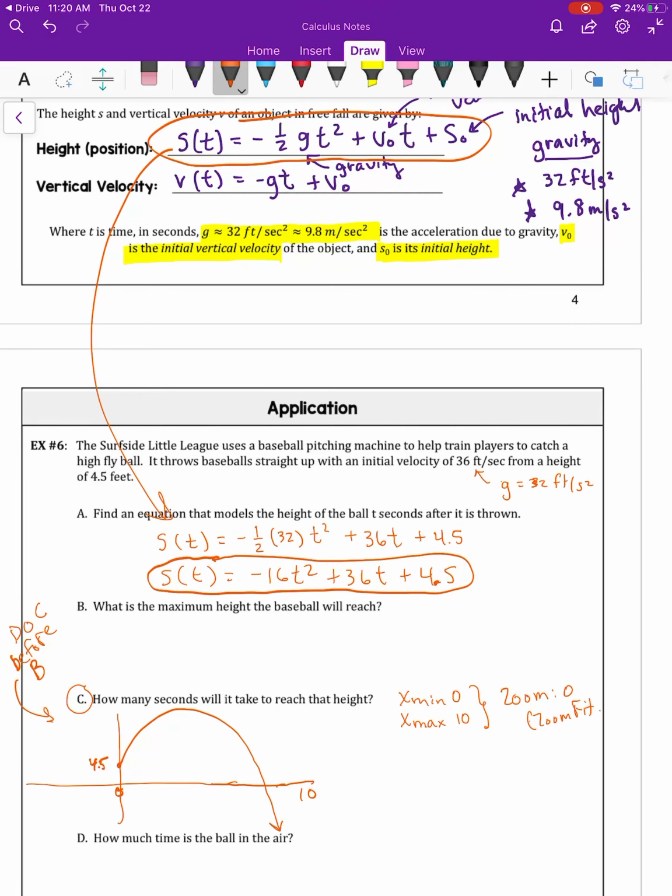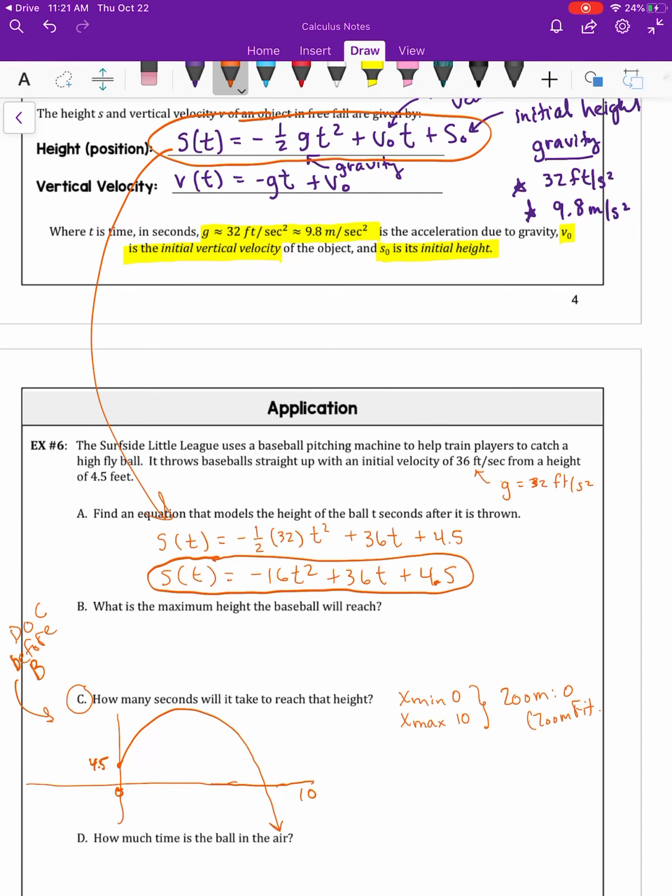So negative 16, I wish I had one of these on my iPad and I don't. X squared plus 36x plus 4.5. I want to go to window. I want to go from 0 to 10, and then I want to hit zoom 0. And what it should do, and it didn't, let's try 0 to 5 and hit zoom 0.